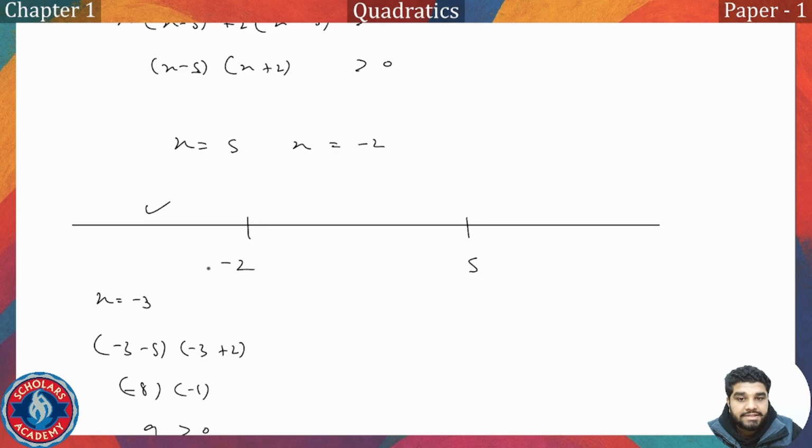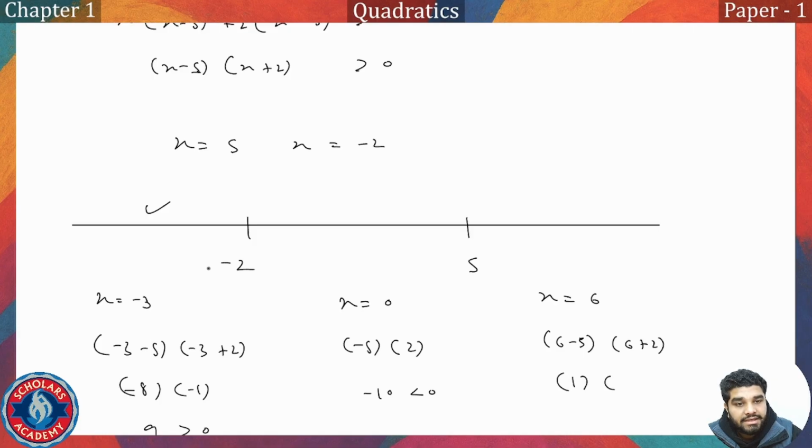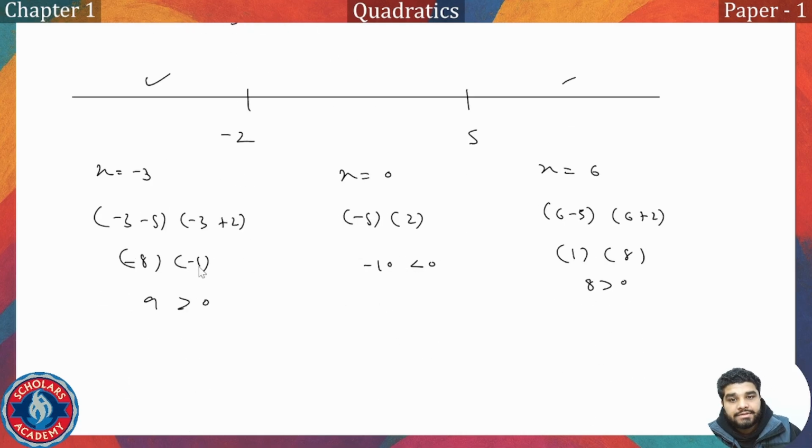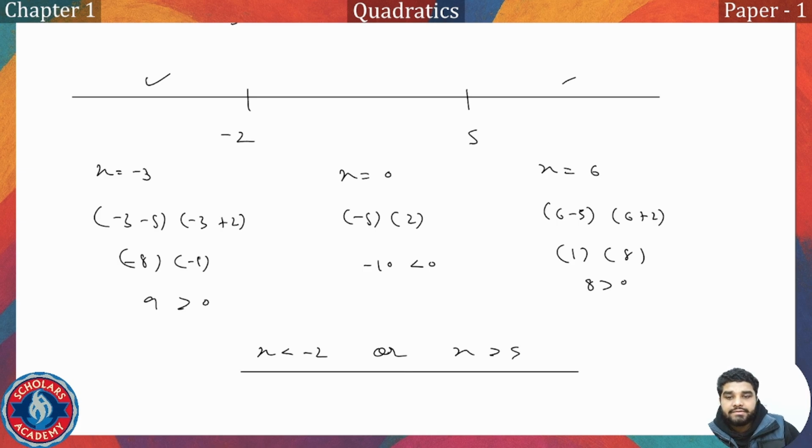If we check the second interval, we take x is equal to 0. So -5 times 2, it becomes -10, which is less than 0. So we'll not take this interval. If we check the third interval, we take x is equal to 6. So 6 minus 5 and 6 plus 2. So we get 1 times 8. So 8 is greater than 0. Yes, we'll take this interval as well. So we take x is less than -2, or when x is greater than 5. So these are the two intervals that we take.